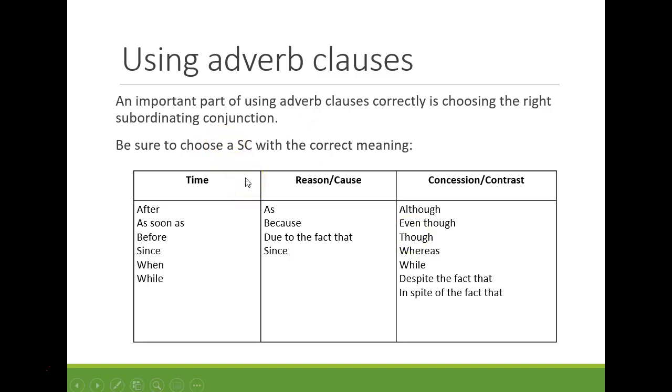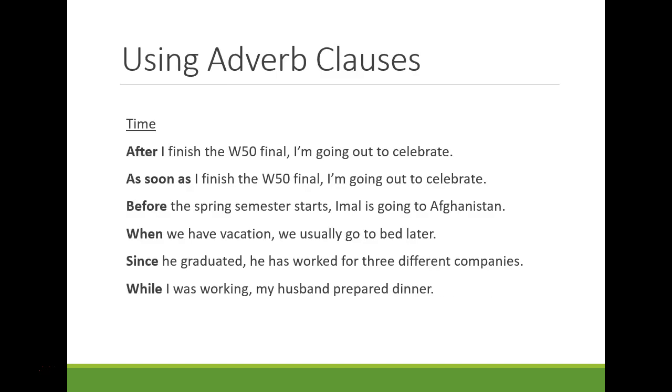There are many kinds of subordinating conjunctions, and you have to choose the one with the correct meaning to show the relationship between the clauses in your sentence. It might be a time subordinating conjunction, reason or cause, or one that shows a concession or a contrast. There are many. So I'm going to talk about some of those different subordinating conjunctions and what meaning they have.